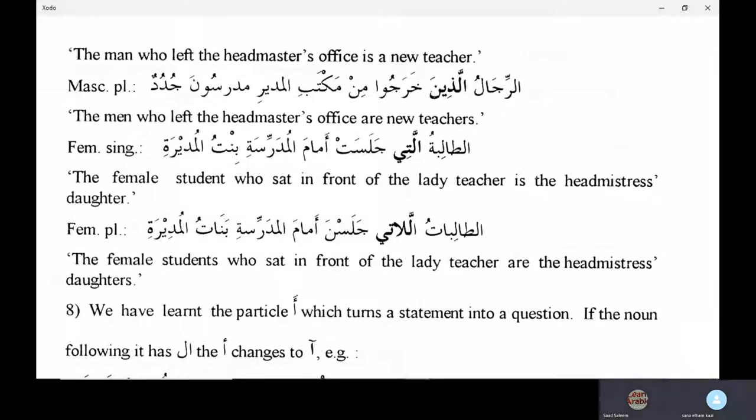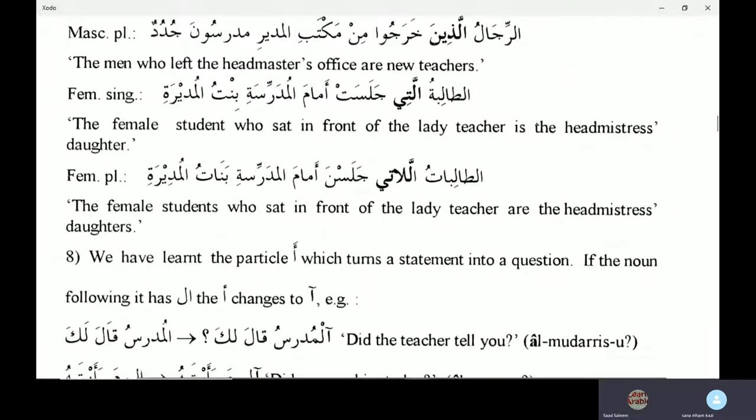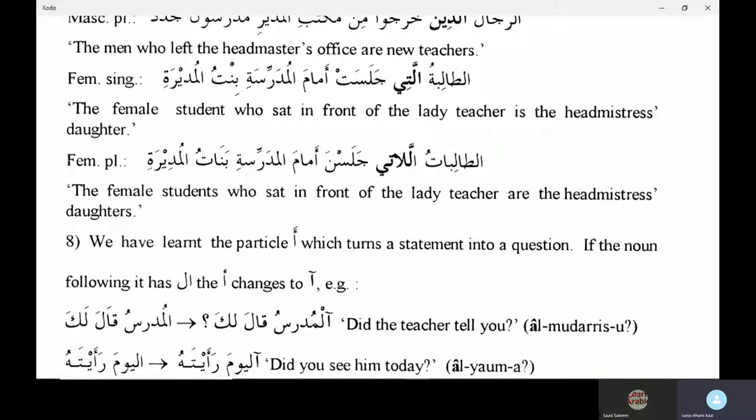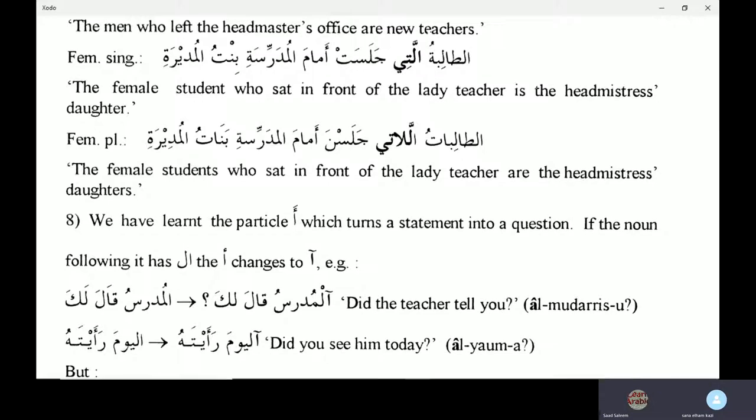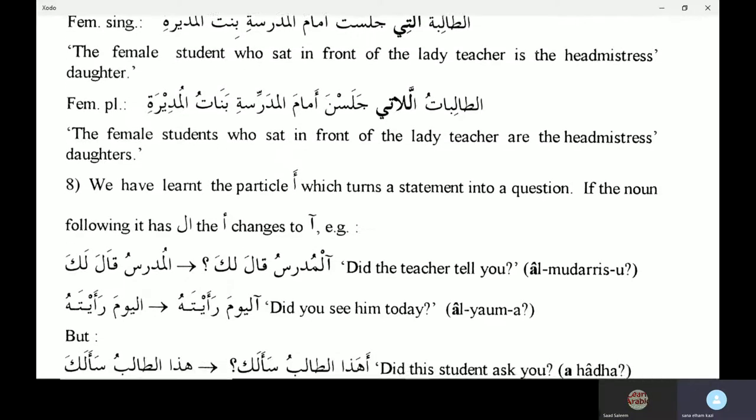Feminine singular: at-talibatul-lati jalasat amamal mudarrisati bintul mudirati. The female student who sat in front of the lady teacher is the headmistress' daughter. Feminine plural: at-talibatul-lati jalasna amamal mudarrisati banatul mudirati. The female students who sat in front of the lady teacher are the headmistress' daughters.